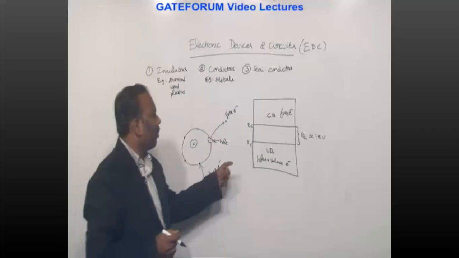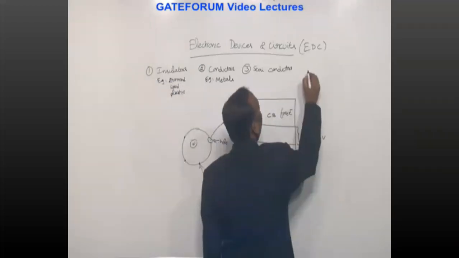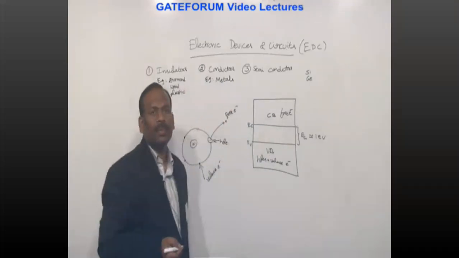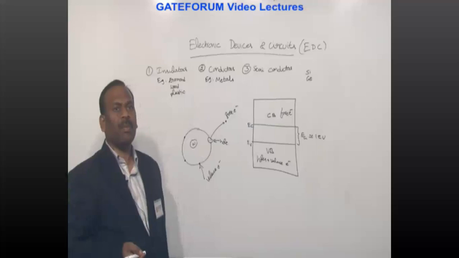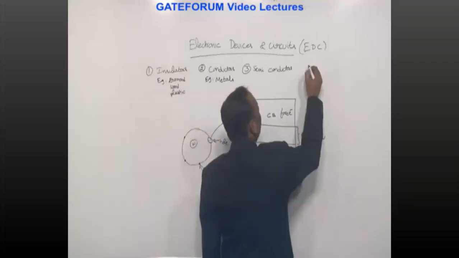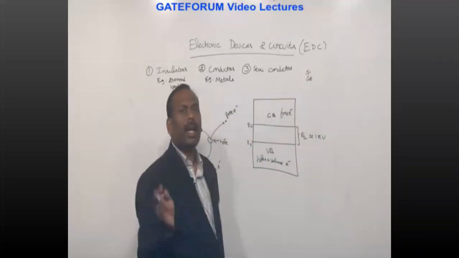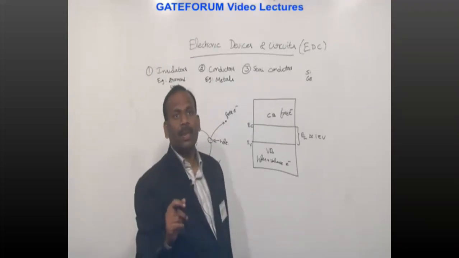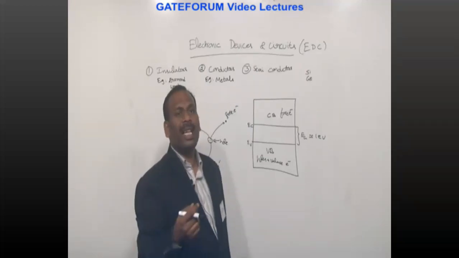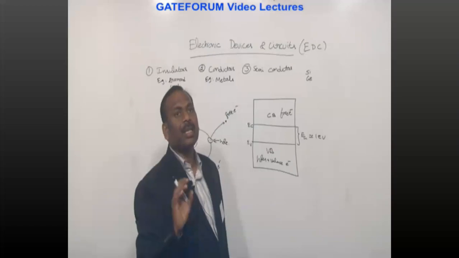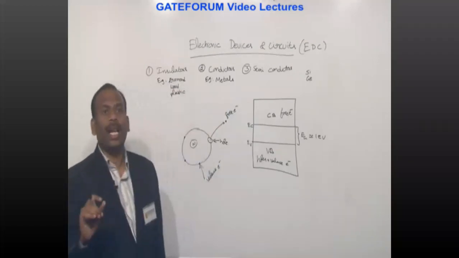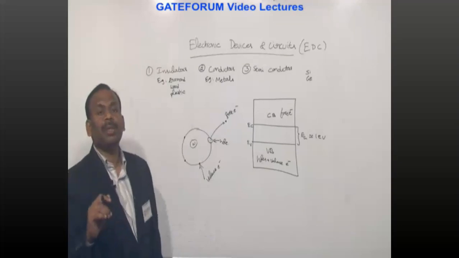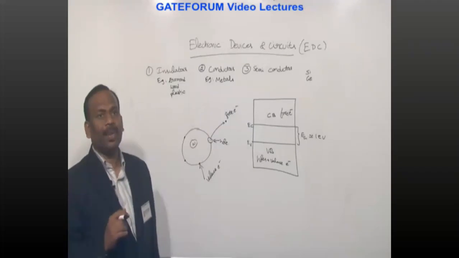Clear? Now, the most commonly used semiconductors are silicon and germanium. Carbon is also there, but it is not a semiconductor. Carbon is available in two different forms, graphite form and diamond form. In diamond form it is an insulator. In graphite form it is a semiconductor. That's why we are not going to use carbon for semiconductor purposes. We are going to use silicon and germanium. These two are the most common.